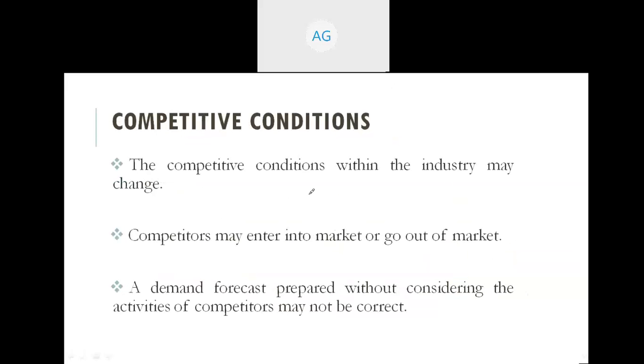Now, the last determinant is competitive conditions. The competitive condition within the industry may change. So, the competitors may enter into the market or go out of market. So, a demand forecast prepared without considering the activities of competitors may not be correct.